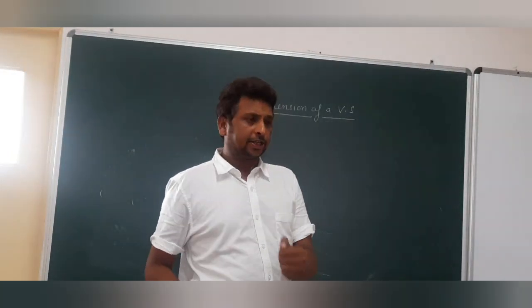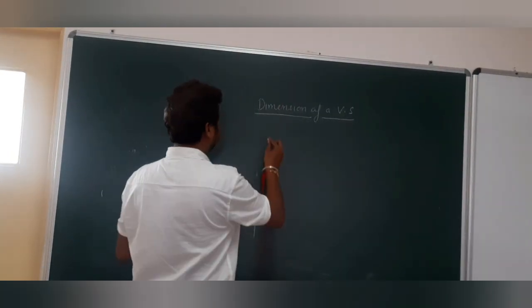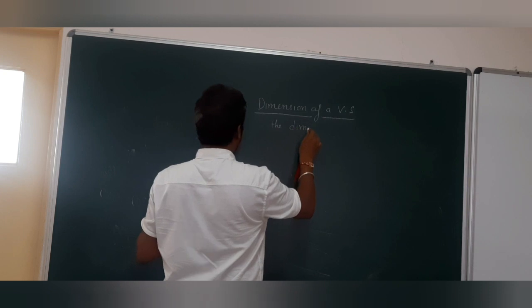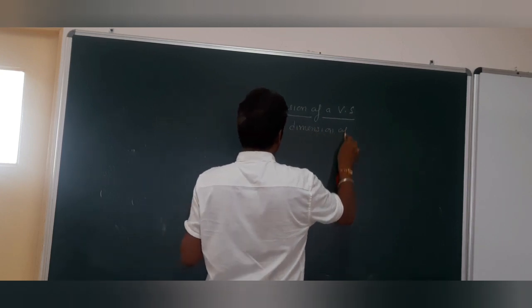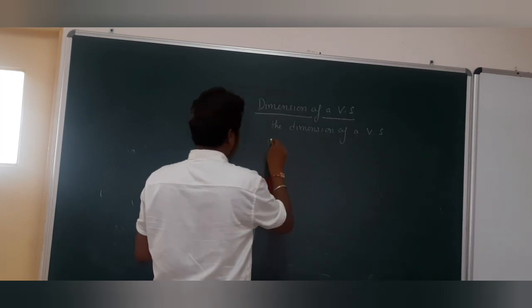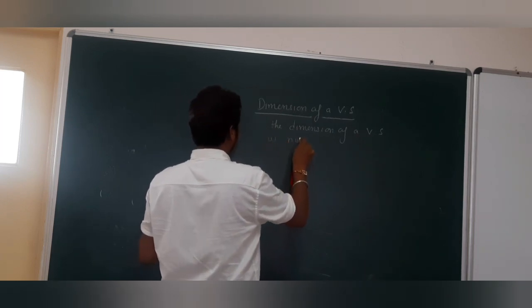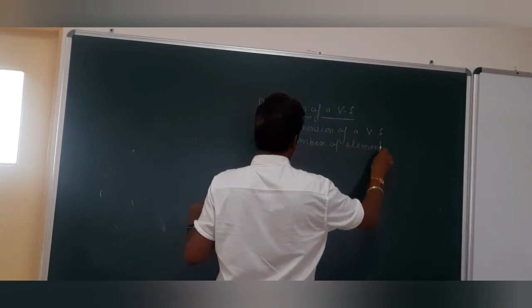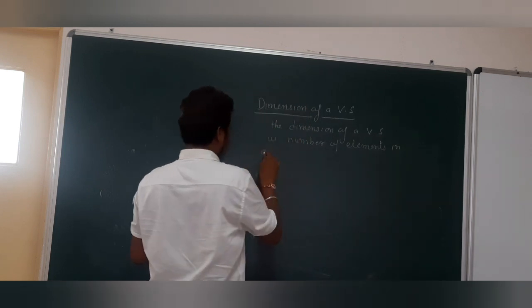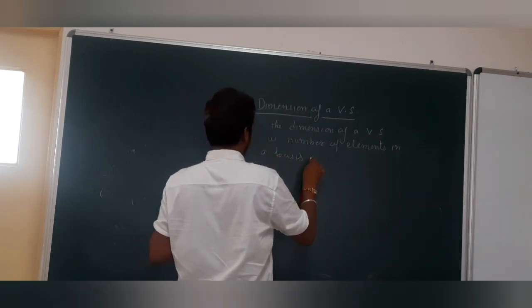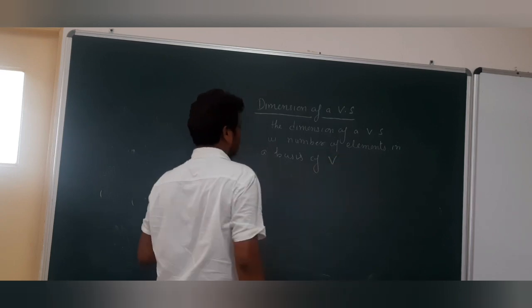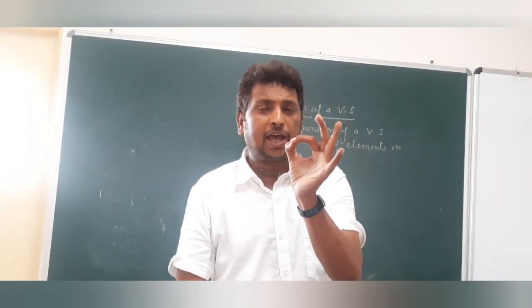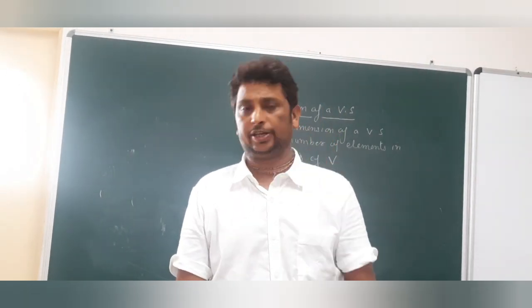So dimension of a vector space. What is the meaning of dimension of a vector space? The dimension of a vector space is the number of elements in a basis of V. See, what is the dimension of a vector space? The number of elements in a basis of V.